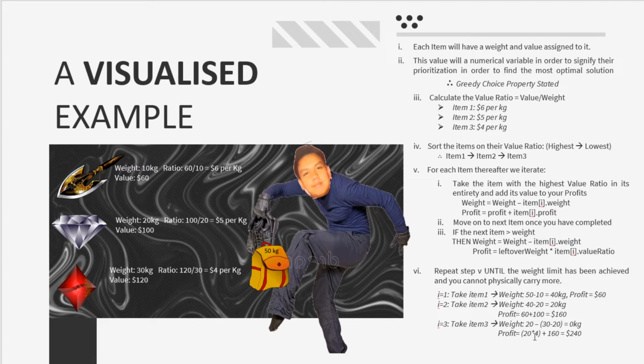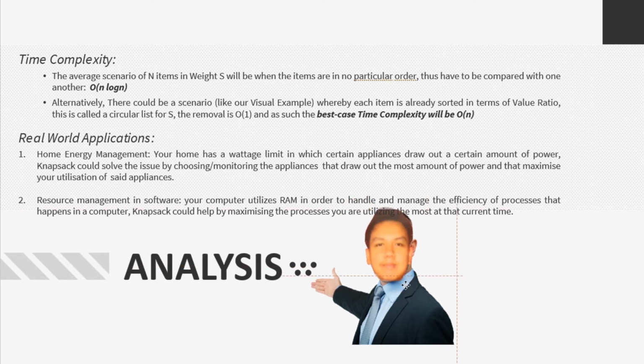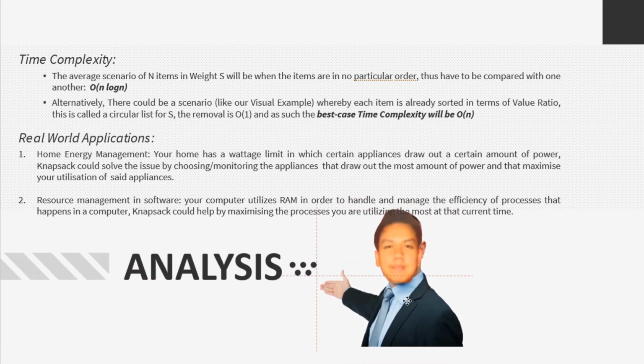And our profit would therefore be 20 multiplied by 4 plus 160, because 4 is its value ratio and 20 is what we're able to carry. When we add that to our overall profit of $160, this would net us $240, providing the maximum value possible. Let's begin to analyze the time complexity and real-world application of the knapsack problem.